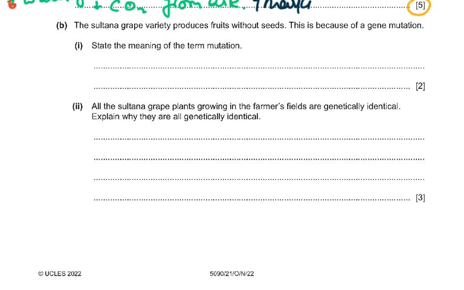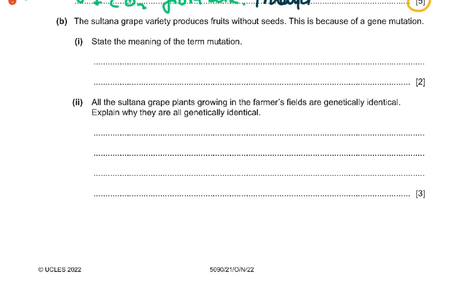Now coming to the B part, the Sultana grape variety produces fruits without seeds. This is because of a gene mutation. Now part 1 says state the meaning of the term mutation, and this is for 2 marks. What is a mutation? Mutation is a change, but a change where? The change in the genetic material.